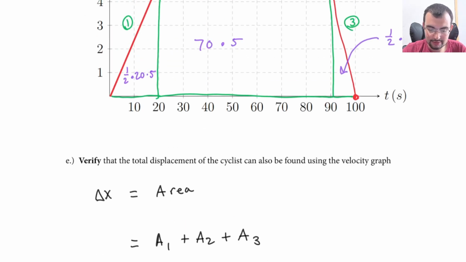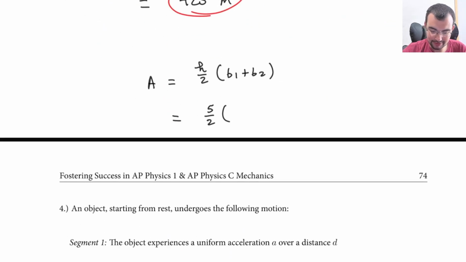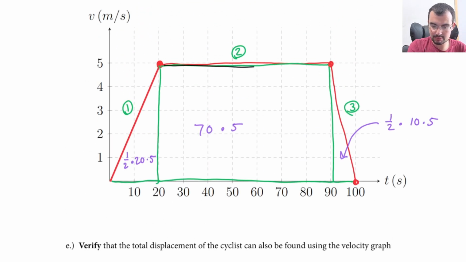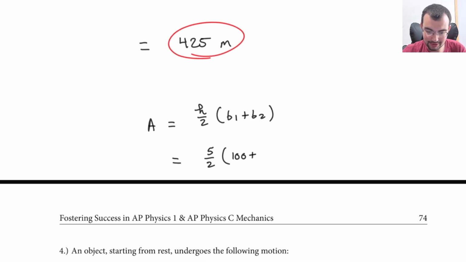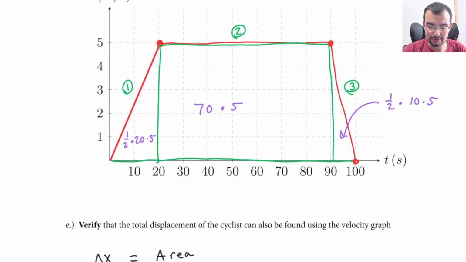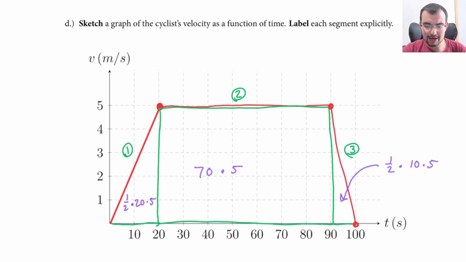And base 1, the long base, is 100. And then the skinnier base would just be the flat top segment, which would be 70. And I actually have to check this. So that'd be 2.5 times 170, which is definitely 425. So if you do know the trapezoid formula, you can save yourself from breaking these up, but I actually like that it makes you visualize each segment.